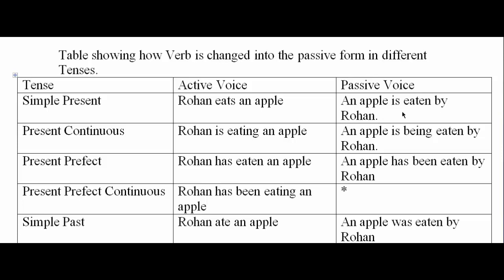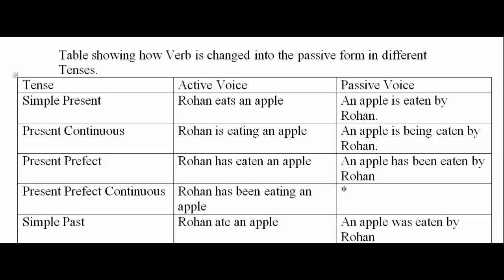Okay, there is a change in position of the subject and the object. Rohan is shifted to the object position, and apple is shifted to the subject position, and the verb in simple present, eats, is given in the past participle form, is eaten.